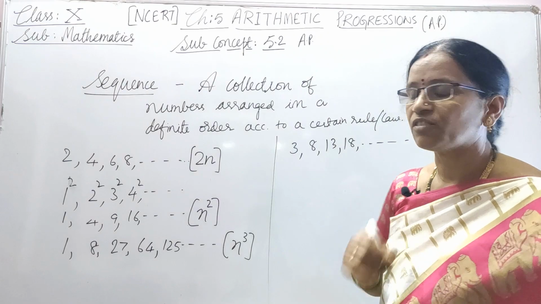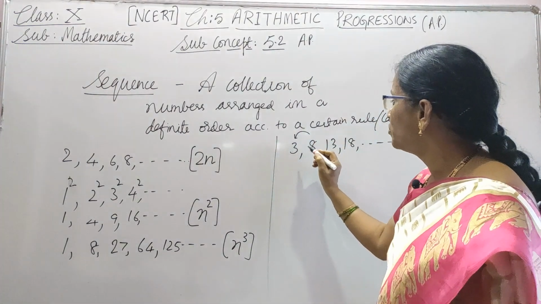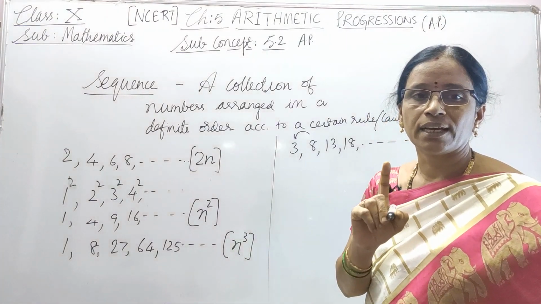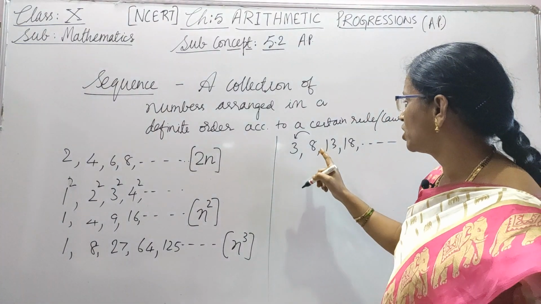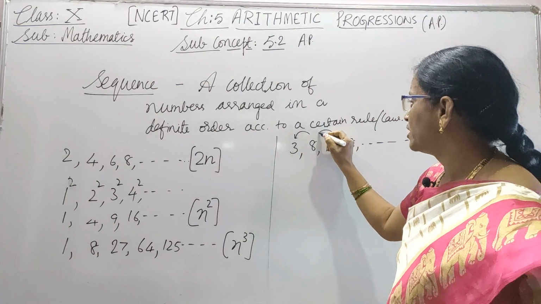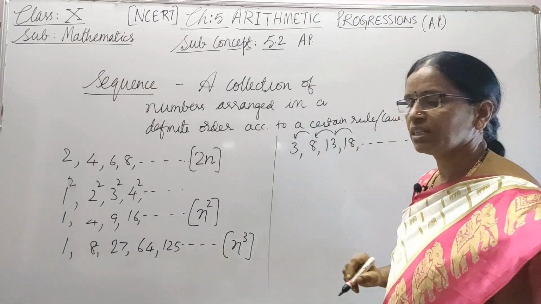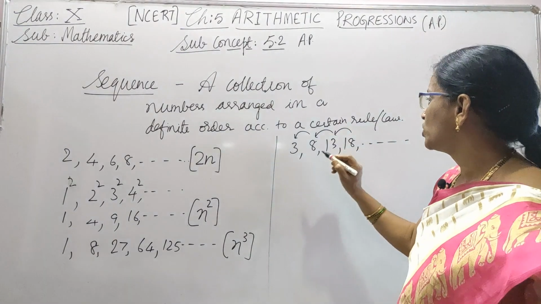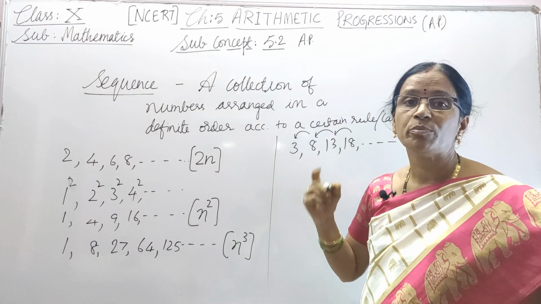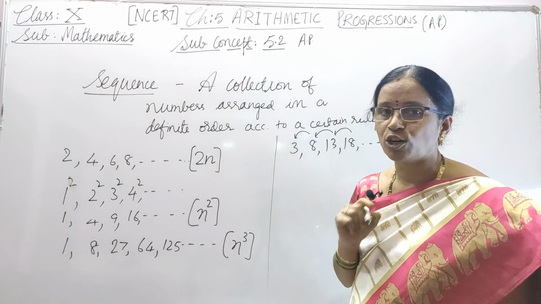This is a special sequence in which the difference between any term and the previous term is always a constant. Here you see the difference between 8 and 3 is 5, and 13 minus 8 is 5, and again 18 minus 13 is 5, isn't it? So this is a sequence in which the difference between any term and its preceding term is always a constant.